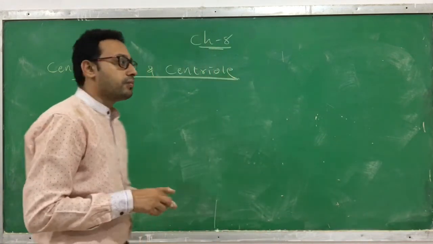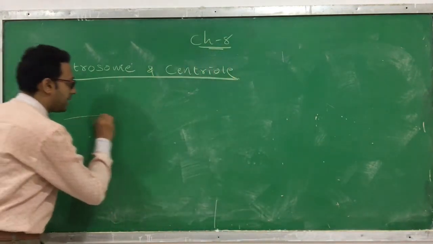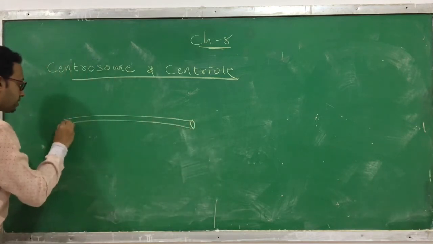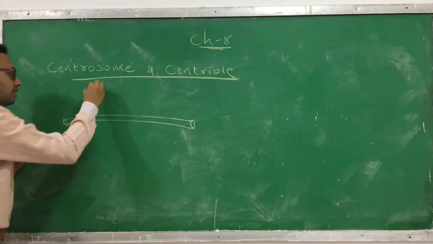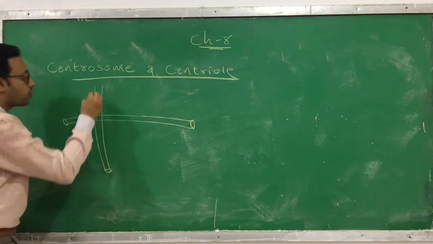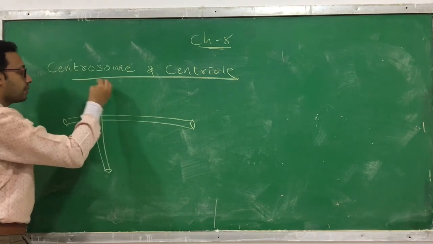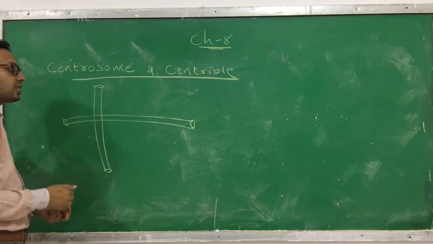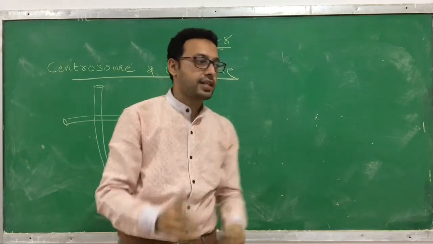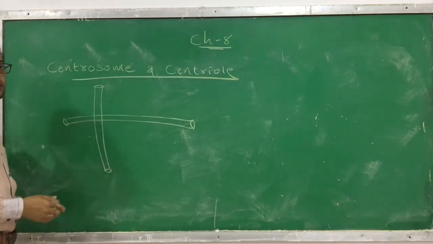Okay. So the centrosome consists of tubular structures like this. This is one tubular, tube-like structure. And this is another tubular structure. So the centrosome consists of two tubular structures, and these two tubular structures are arranged perpendicular to each other.